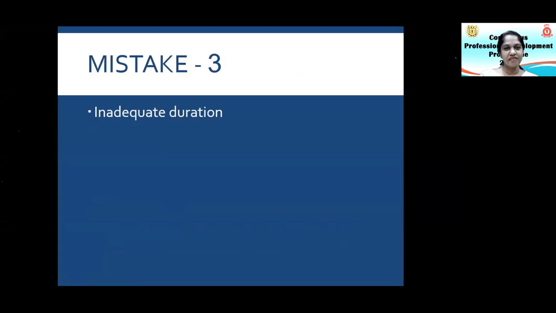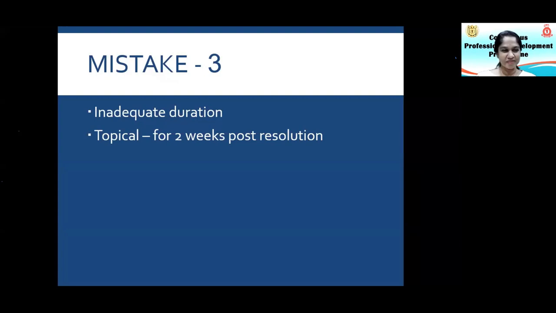Then mistake number three is inadequate duration. So how long do we have to continue? This, of course, as I said earlier, will vary depending on the drug, depending on the site of infection. But it is important that we give the topicals for at least 2 weeks post resolution of clinical symptoms. And then when it comes to oral, it varies depending on the site.